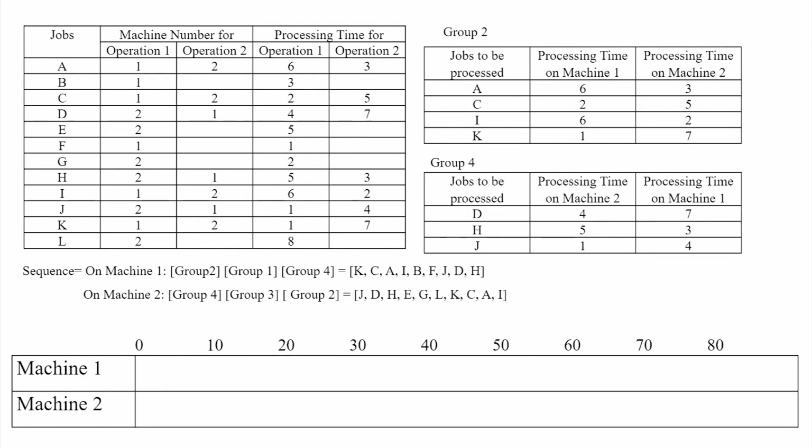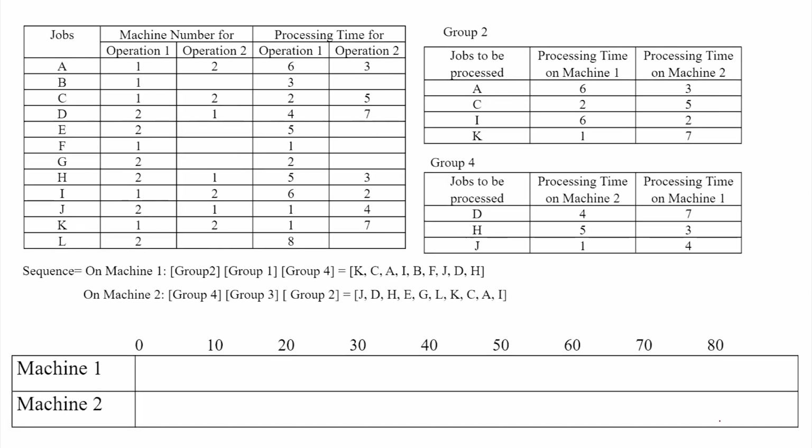We can draw the Gantt chart also for this, for machine 1 and machine 2. Our sequence is here, our timings are here. So, we can very easily draw the Gantt chart also for this. After identifying the sequence on machine 1 and machine 2, we can draw the Gantt chart also as we did for Johnson's rule. But slightly more care is required in plotting the Gantt chart here.